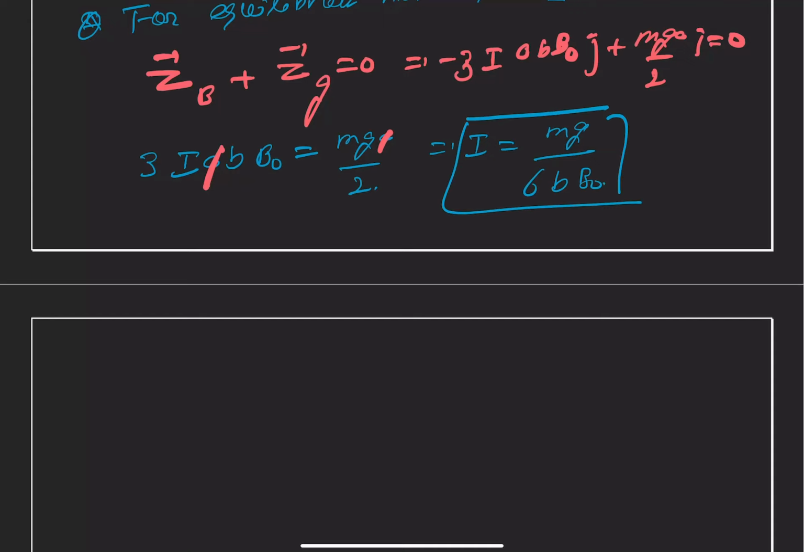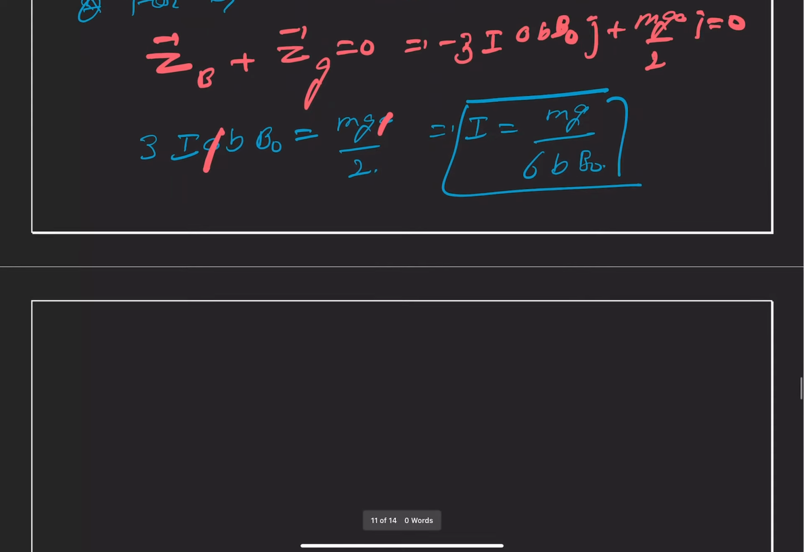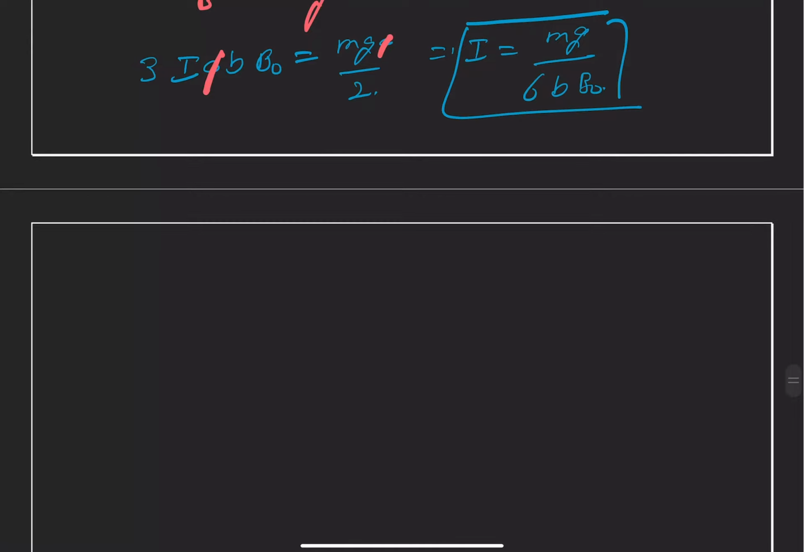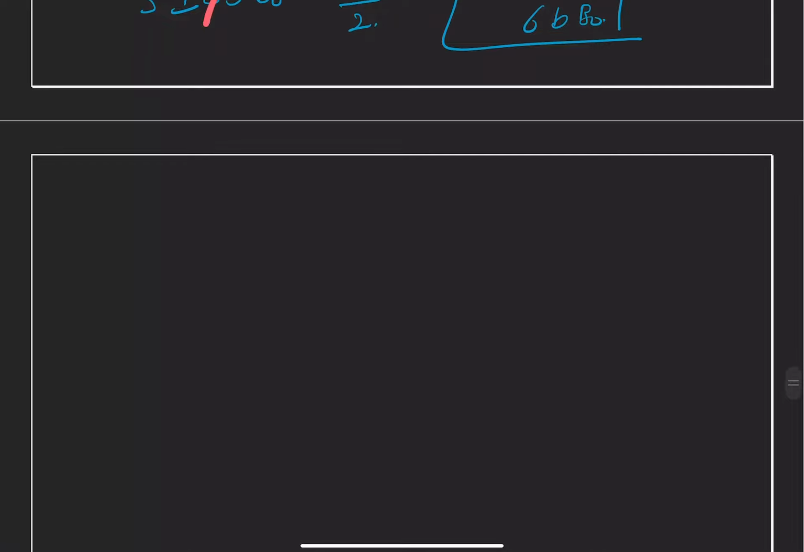So this is the magnitude of the current, but we are mainly interested in the direction of the current. And from the solution, we can clearly understand that the direction we have taken is the correct one, because if we take the direction of current reverse, that is from Q to P, both the torques will be acting in the same direction. Okay, so it will be in the downward direction. So that's why it won't be in equilibrium.